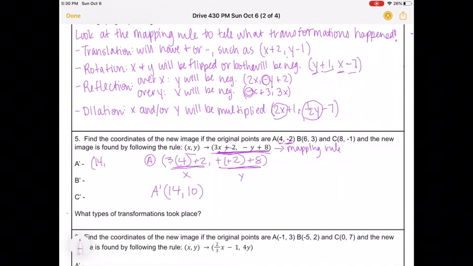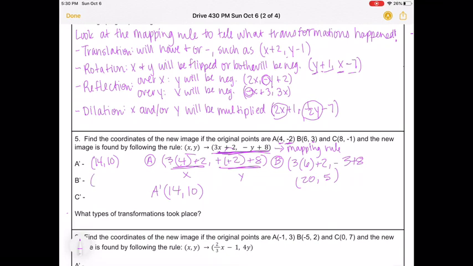So write that here. Okay, why don't you go ahead and pause the video and try to plug in B and C to get those. Okay, hopefully you have paused and plugged in. So for B, you should have plugged in 3 times 6 plus 2. All right, well, that's going to give you 20. And then for y, it's negative 3 plus 8. Well, that gives you 5. So B prime is 20, comma 5.